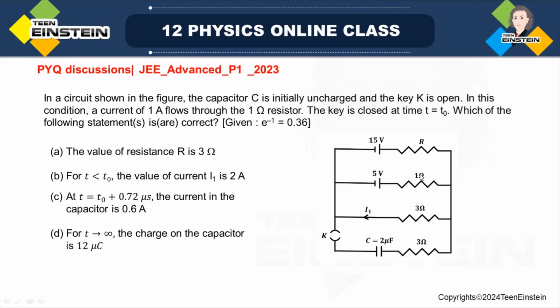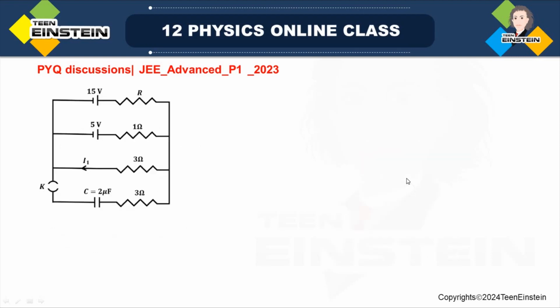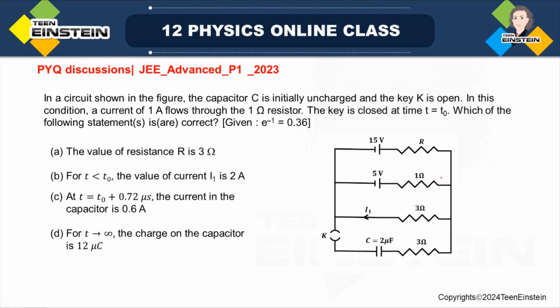So this is the 1 ohm resistor, through which 1 ampere current flows. The key is closed at t equal to t0. Which of the following statements is or are correct? Where you have been given e to the power minus 1 equal to 0.36. So these are the options.